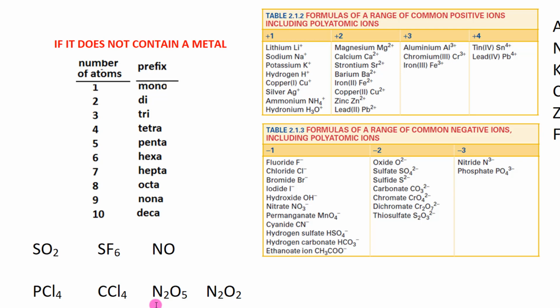Here is another compound that contains nitrogen and oxygen. However, the first element now has two, so we need to put that into our name. This is dinitrogen pentaoxide. Similarly, this is dinitrogen dioxide.